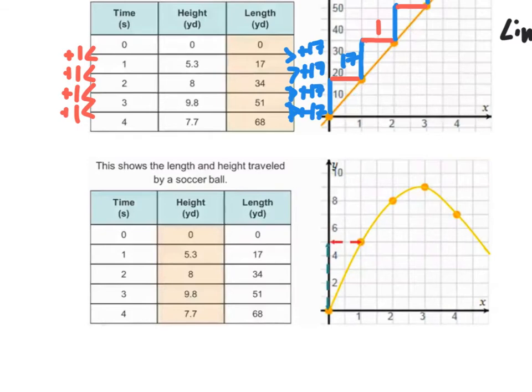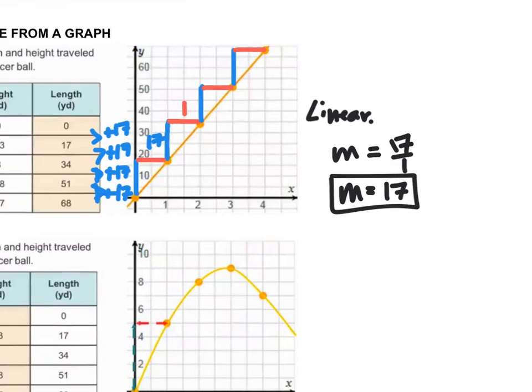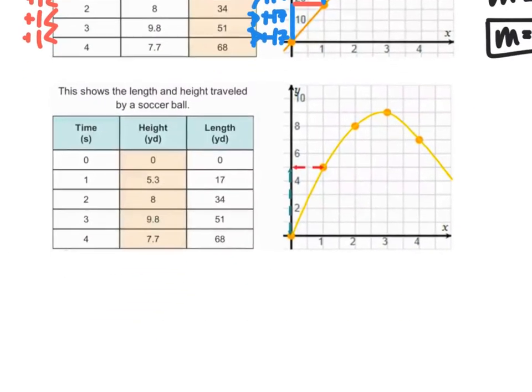All right, now if we look at the height of the ball as time travels, before I do that, let's write the rate of change up here, m, which is equal to 17 over 1. The change in my y is 17, the change in my x is 1, so we'll just write that my slope is 17.